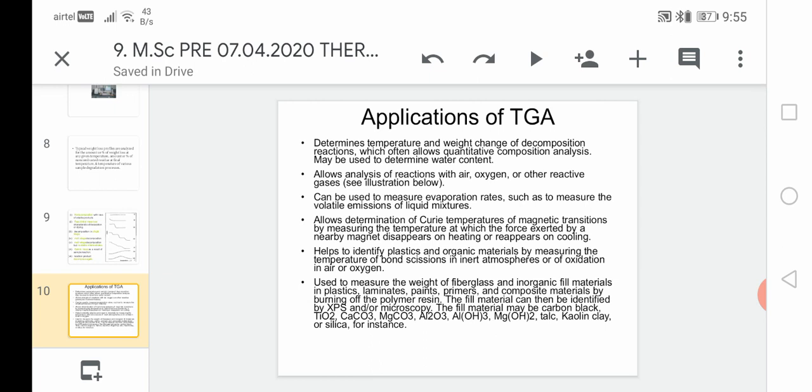It helps to identify plastics and organic materials by measuring the temperature of bond scissions in inert atmosphere or of oxidations in air or oxygen. It is used to measure the weight of fiberglass and inorganic fill materials in plastics, laminates, paints, primers and composite materials by burning off the polymer resins. The fill material can then be identified by XPS or microscopy. The fill material can be carbon black, titanium oxide, calcium carbonate, magnesium carbonate, aluminium oxide, aluminium hydroxide, magnesium hydroxide, talc, kaolin, clay, silica, or maybe others.